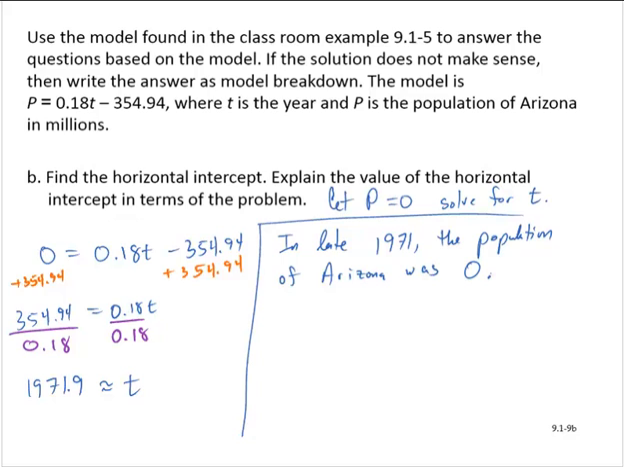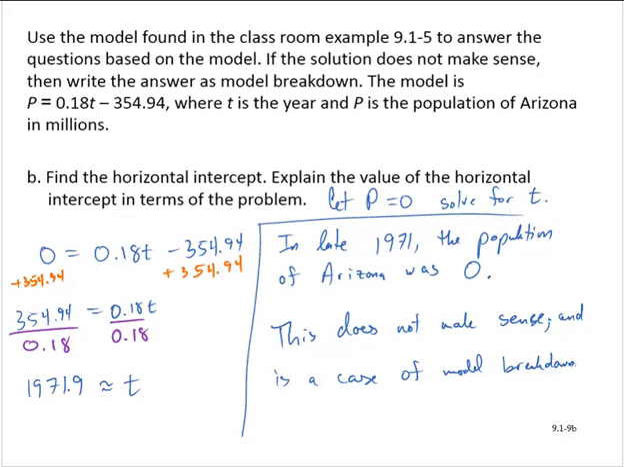Well, gosh, does that make any sense? I assume, I wasn't alive then, but I would assume that there were people living in Arizona in 1971. So this doesn't make sense. This is a case of model breakdown. Okay, the model doesn't work in 1972.